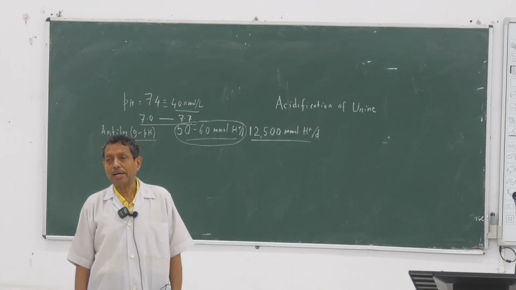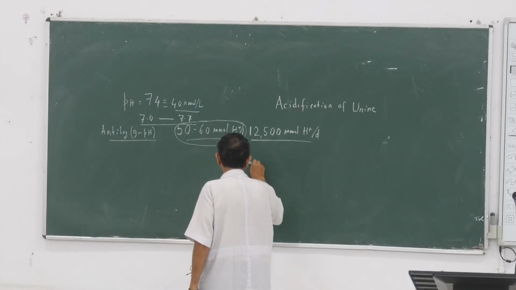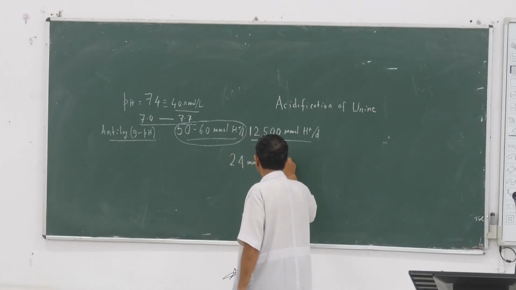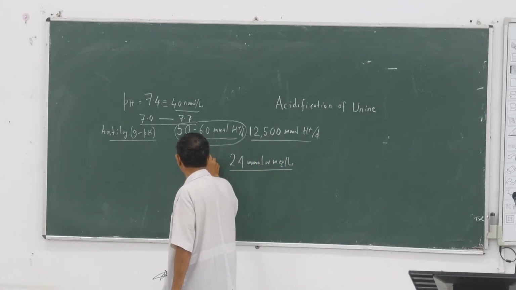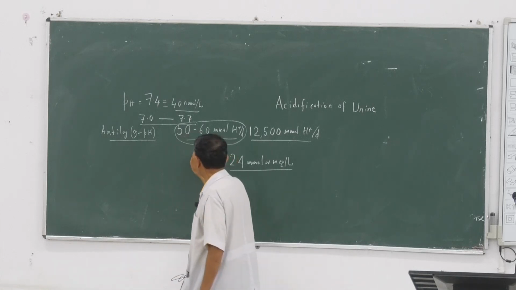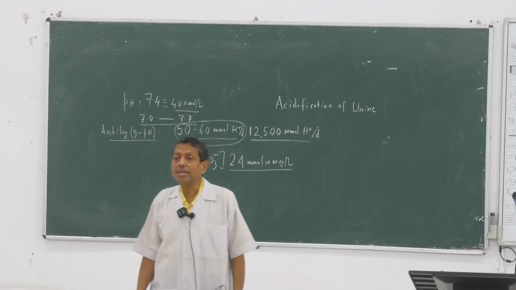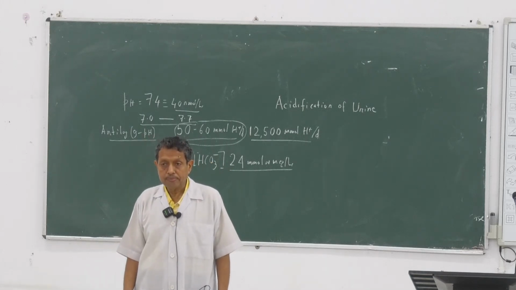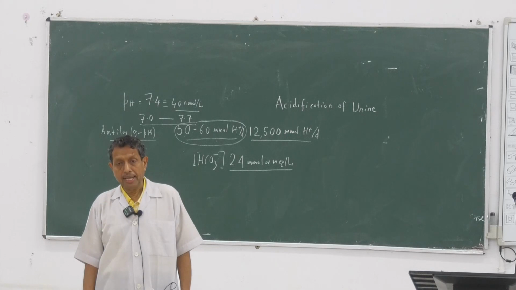Bicarbonate concentration in the plasma is 24 milliequivalent, millimole per liter. So you can calculate the filtrate load of bicarbonate. Normally, all the bicarbonate is reabsorbed. In health, urine does not contain much bicarbonate ion. Completely reabsorbed, primarily from the proximal tubule.